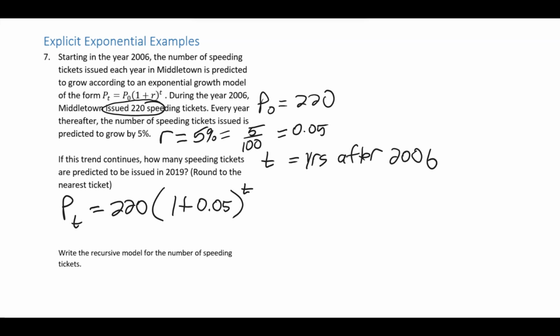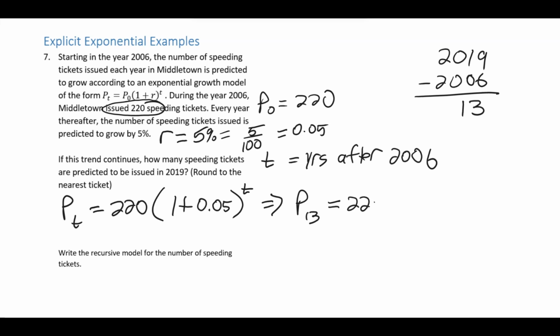And we want to know in the year 2019. Now 2019 is how many years after 2006? We can do a quick calculation, just subtracting, and we get 13. So we need to evaluate P sub 13 to figure out how many tickets are predicted in 2019, 13 years since 2006. So we have 220 times (1 plus 0.05) to the 13.